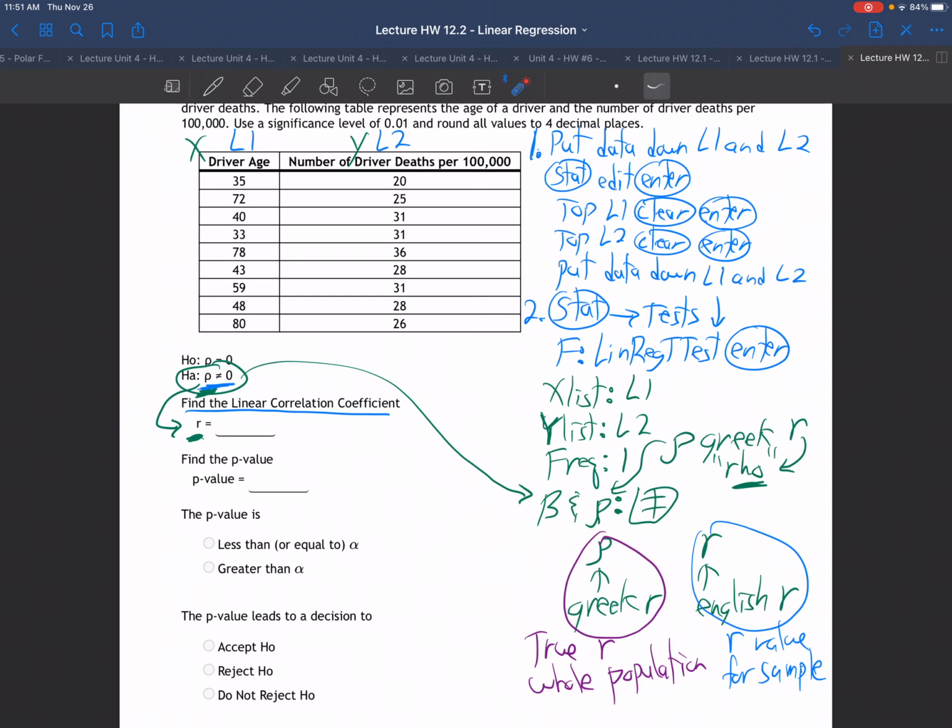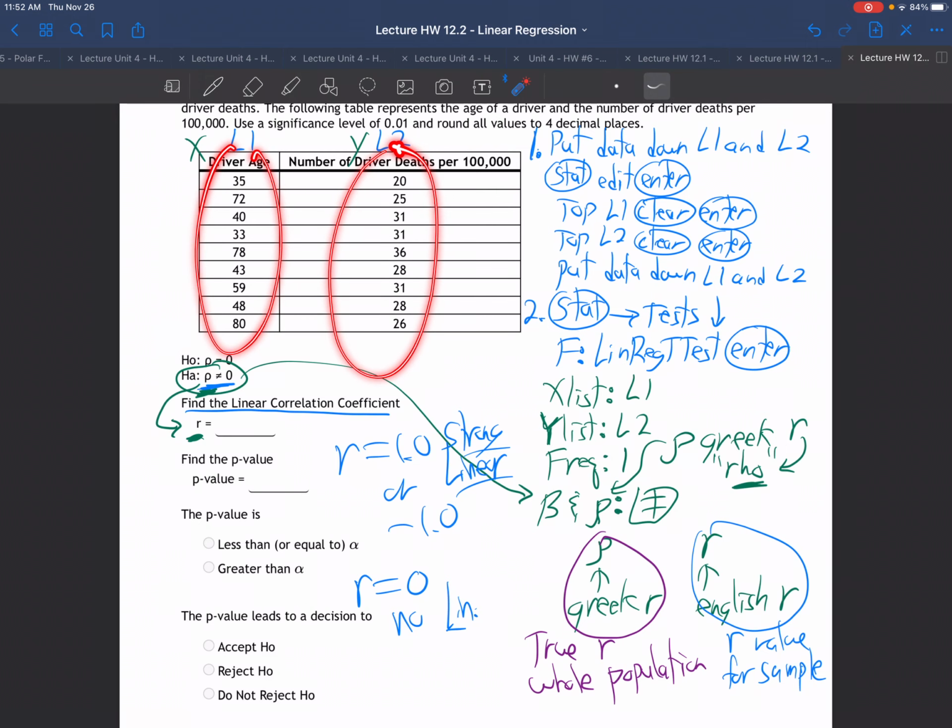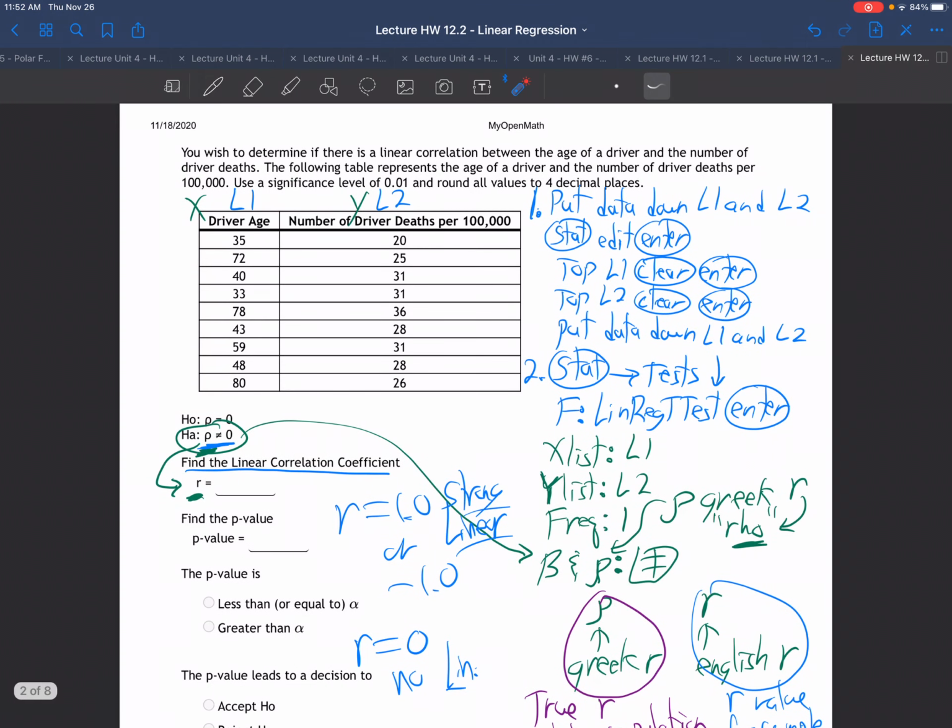What am I talking about? R is the linear correlation coefficient, right? Remember, when R is close to 1.0 or negative 1.0, that means they have a very strong linear connection, whereas if R is close to 0, there's no linear connection. We're going to calculate the R for our sample. These are, however many drivers, I don't know, however many this is.